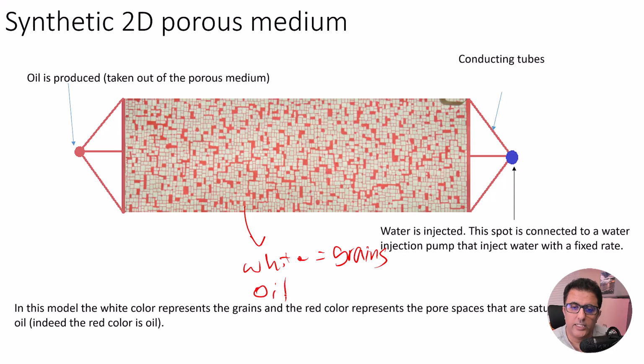So what you see here in the beginning of the experiment, all the pores are saturated by oil. And what we do here, some water is injected through this hole that is transferred to the micromodel through these tubes. And then oil is extracted out of this micromodel from this hole. Now let's see what happens once we start injecting water into this micromodel.